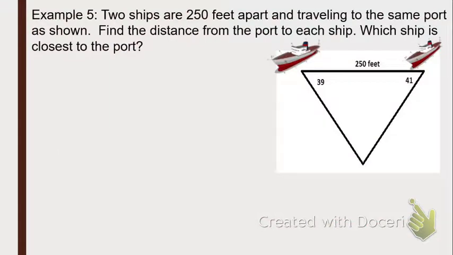All right, so take a minute. This is the port, and you need to figure out which ship is closest. I'm going to call this one A, and this ship here is B. You need to figure out which one is the closest to the port. To do that, you need to find little b and little a. Go ahead and take a moment, find little b and little a. I'll give you a moment to get started on it. Think about it.